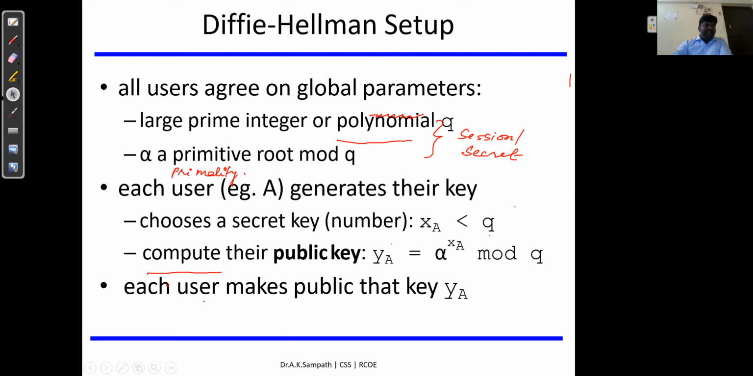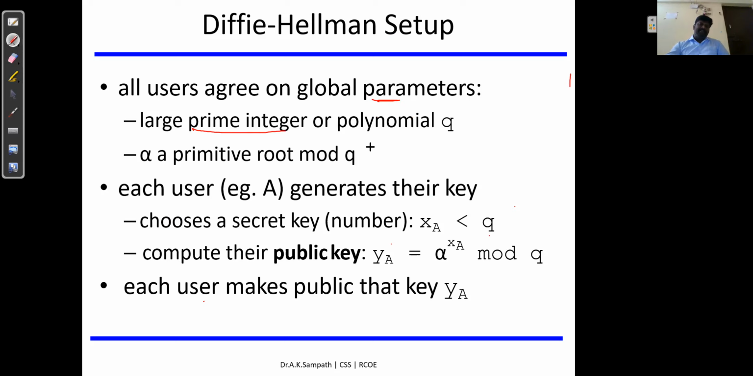Now we'll start learning the algorithm. The first step is that if there are two users who want to use the Diffie-Hellman key exchange algorithm, all the users will agree on global parameters. We are going to consider a prime number q, followed by a primitive root of q.